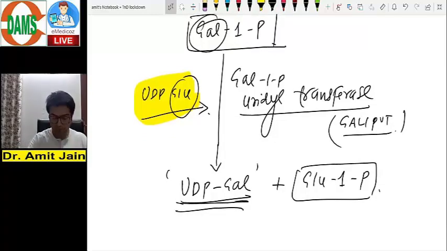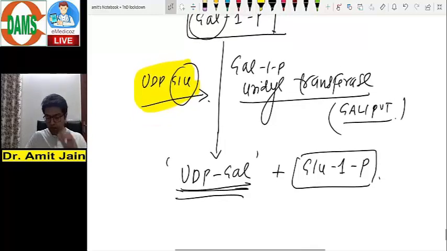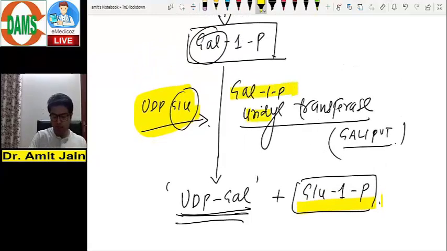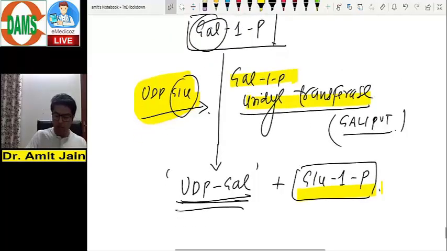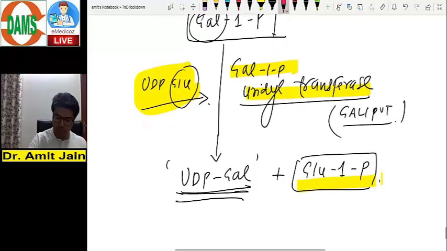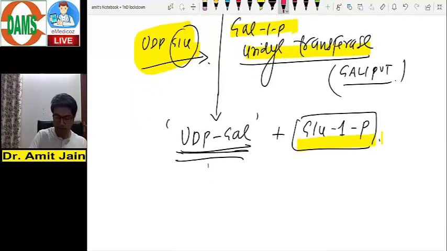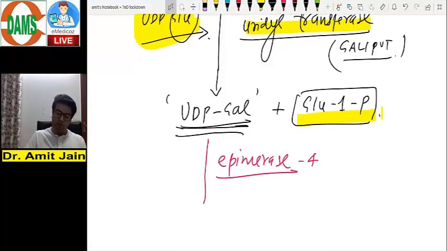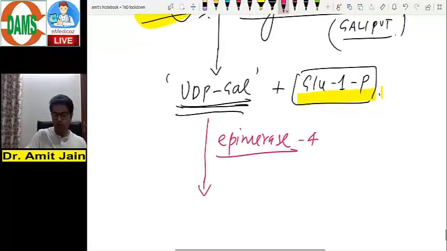So that is how your glucose 1-phosphate is formed. It is just an exchange, and the name of the enzyme is galactose 1-phosphate uridyl transferase, right? We'll talk about this enzyme again. And there is epimerase. So glucose and galactose are epimers at which carbon? Carbon number 4. Glucose and galactose are epimers.